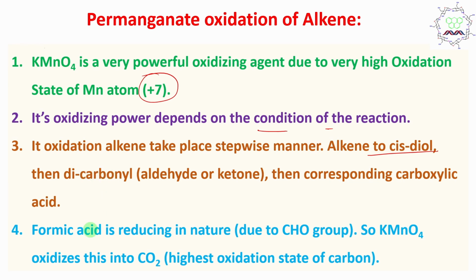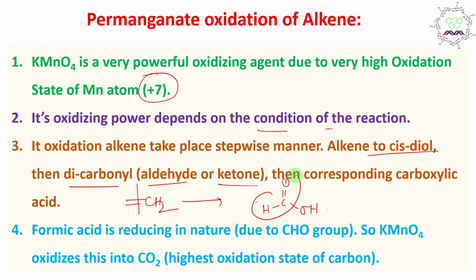If you increase the concentration of reagent or temperature, then you get dicarbonyl, aldehyde or ketone. Or if you think, sir, I want to make the condition more drastic, you will end up with the corresponding carboxylic acid derivative. Now, if you use any terminal alkene, CH2, this part will ultimately be oxidized into formic acid. And this formic acid is actually reducing in nature. It's a unique property of formic acid.